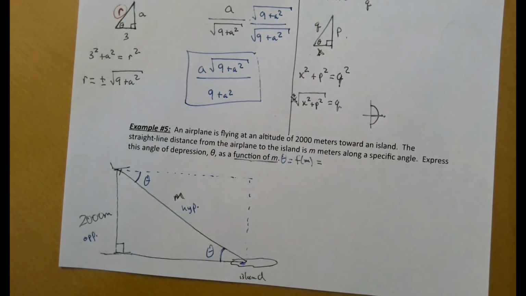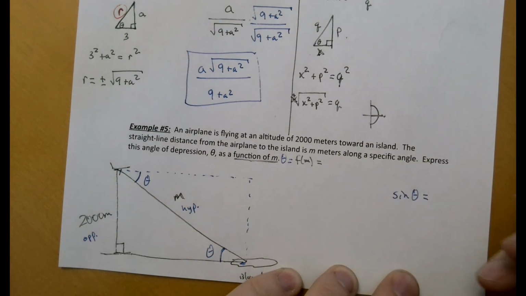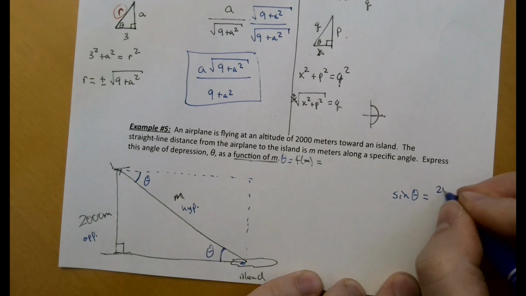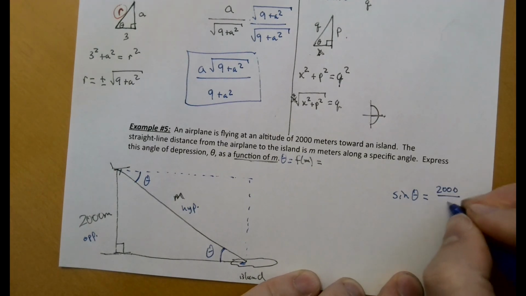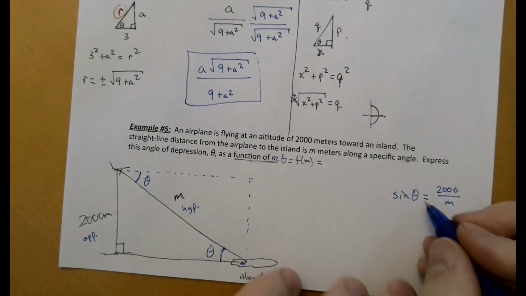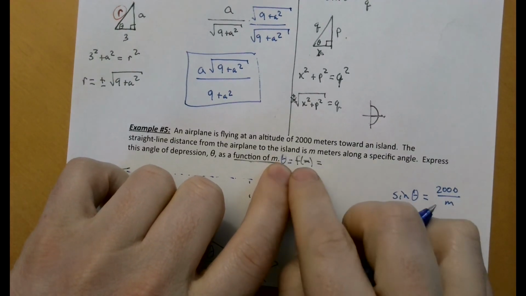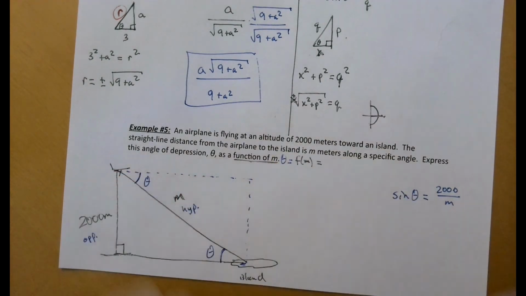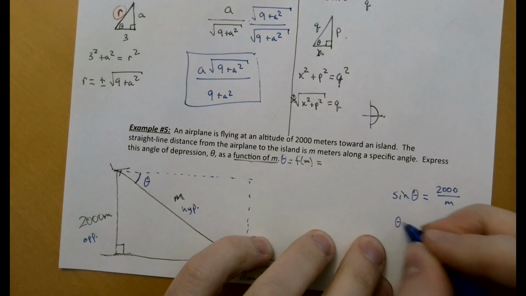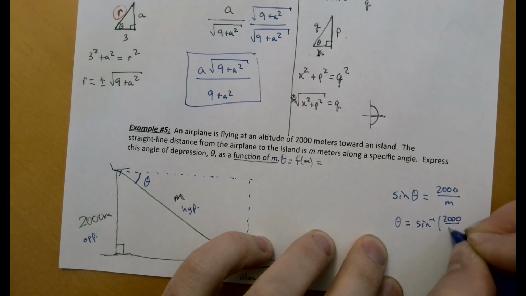So there's a trig function that will relate these three things. Opposite over hypotenuse sounds like sine, right? So we know sine of some angle theta equals 2,000 over m. If I solve this for theta, I will have it in the form of theta equals something, and then I can rewrite it as f of m. So all we have to do is take the inverse trig function of both sides and say, what's sine inverse of 2,000 divided by m?